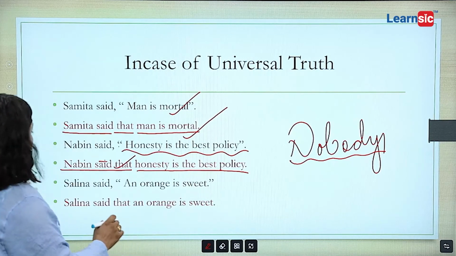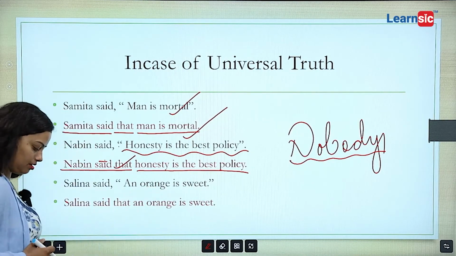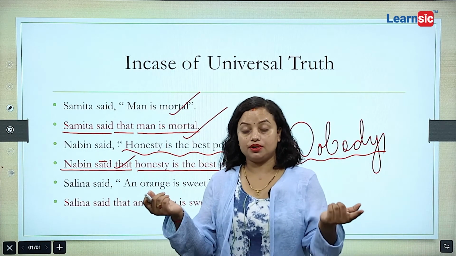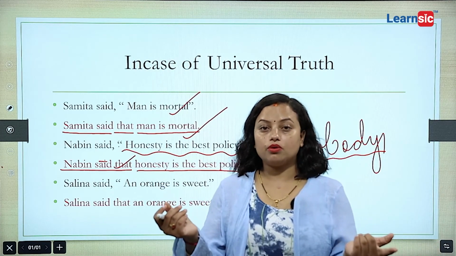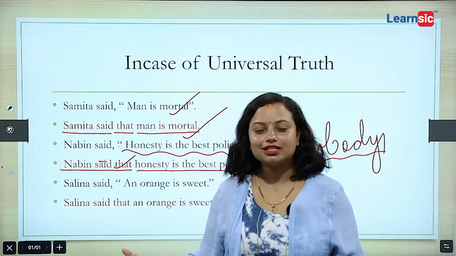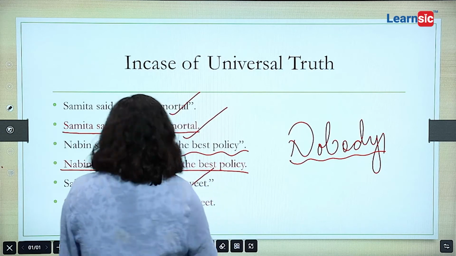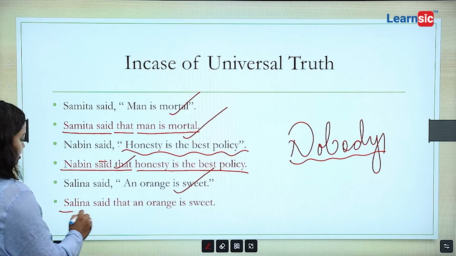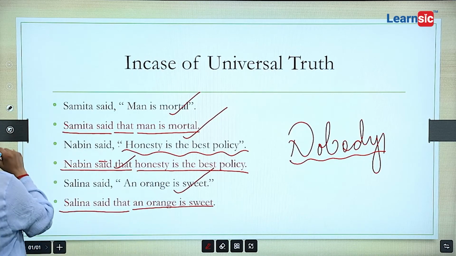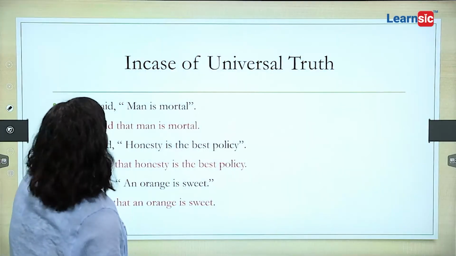All right. So Salina said an orange is sweet. Okay, now no orange is going to be bitter, right? Oranges are sweet, and nobody can deny this. We have to accept the very thing, so it is also a very universal thing. So Salina said that an orange is sweet. So I hope you have understood it.